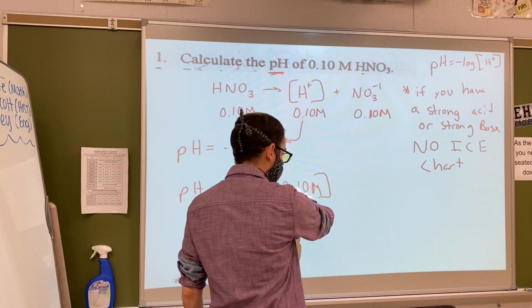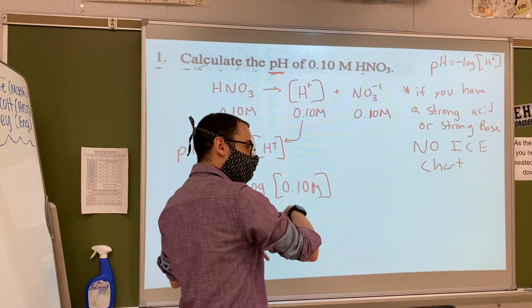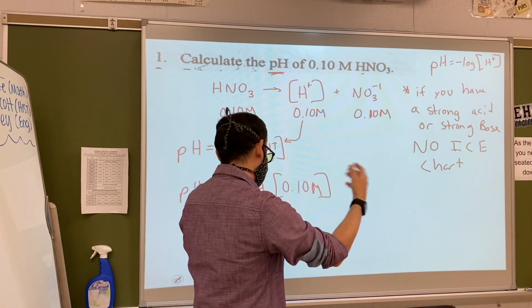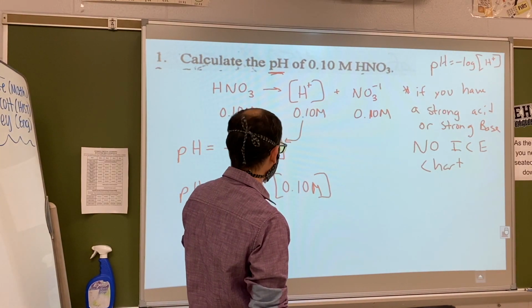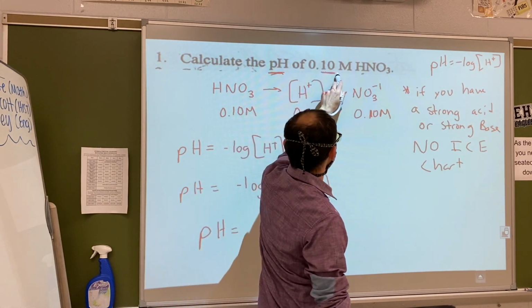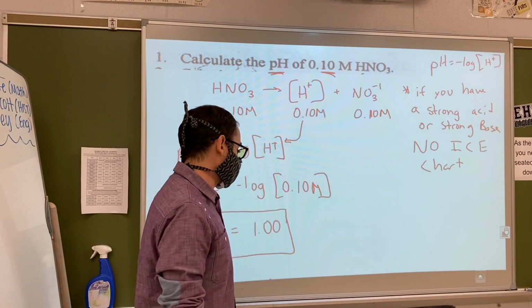Because this is 1 times 10 to the negative first. Which means, remember that little trick we did? If the coefficient's 1, all that stuff is 1, you flip it around. So the pH is going to be 1. Don't forget about sig figs though. It's going to be 1.00 because this has 2 sig figs here. So we're just going to get a pH of 1 for this problem.